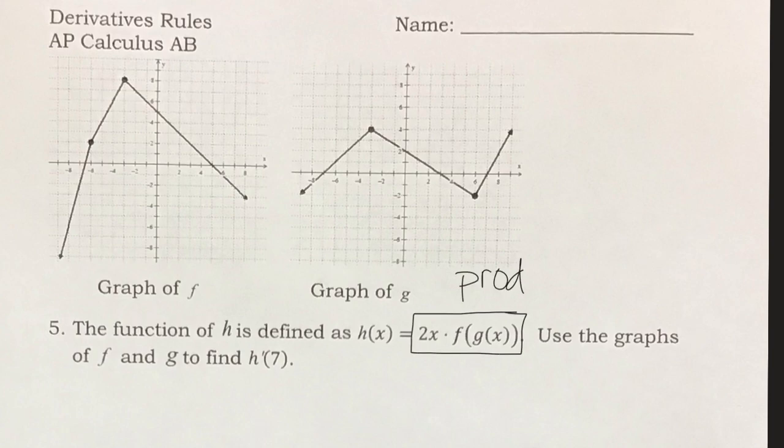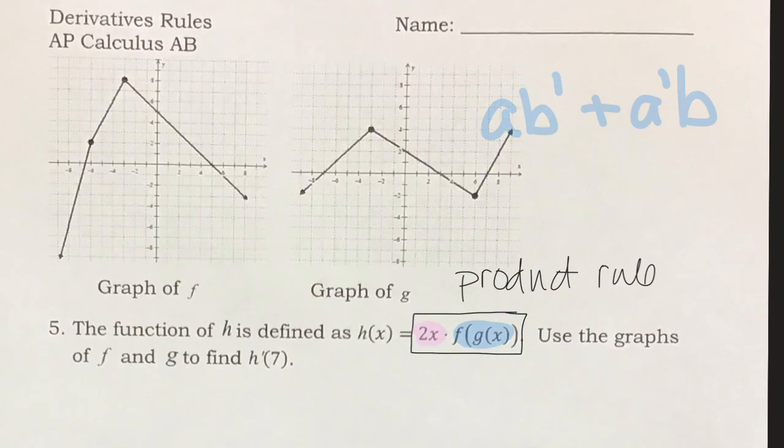This is the product rule, because I am multiplying two things. I have a 2x function and I have an f of g of x function. These are two things being multiplied together, so this is a product rule derivative. So we can do a times b prime plus a prime b, or you can switch them and do a prime b plus ab prime. The order in which you do this does not matter. So I'm going to do it in the ab prime plus a prime b order, which means I need to find my 2x. So here we go.